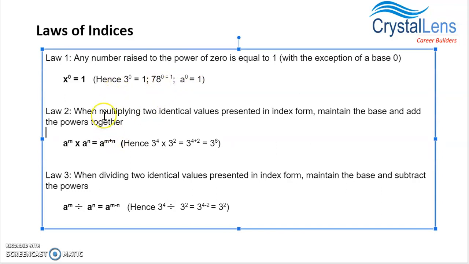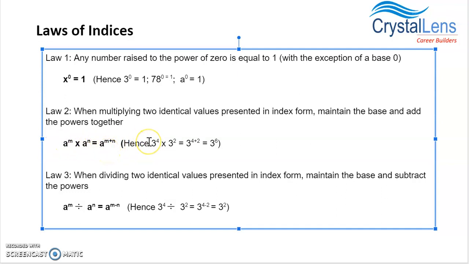And so the second law of indices says when multiplying two identical values presented in index form, maintain the base and add the powers together. This can be represented thus: a raised to power m times a raised to power n is equal to a raised to power m plus n. Now this can apply because you have identical values here, a and a. If you had a and b, this rule will not apply. The only reason why this rule applies is because these numbers are identical.